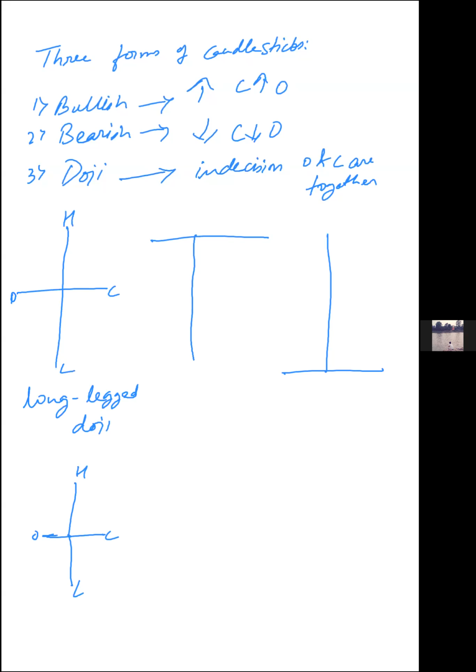What does a long-legged doji signify? That there is some fierce battle between buyers and sellers. Sellers are pushing the price downwards while buyers are pushing the price upwards. So the market is not able to decide where to go. It is forming indecision. So mostly you will see dojis at reversals. This is a long-legged doji.